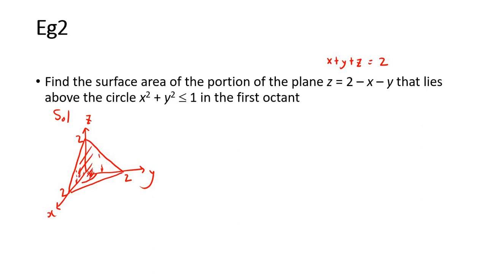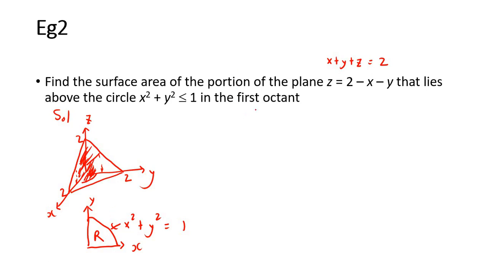But in this case, it is the portion of this plane z equals 2 minus x minus y in the first octant, and the projection of region R is actually a circle. So region R is the circle x squared plus y squared equals 1. This is y, this is x, this is the region R. That's why this is only part of the area.